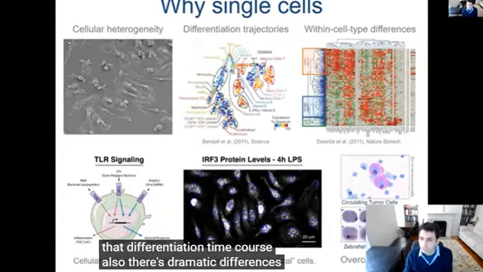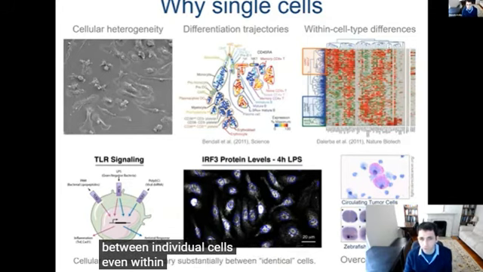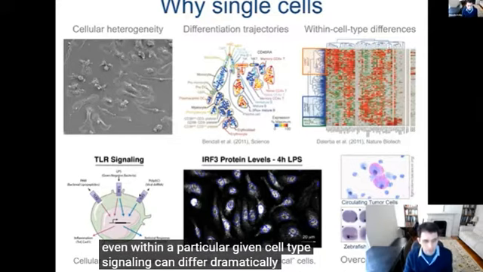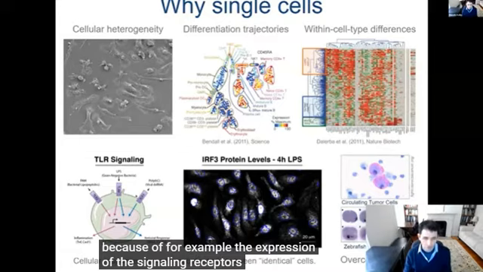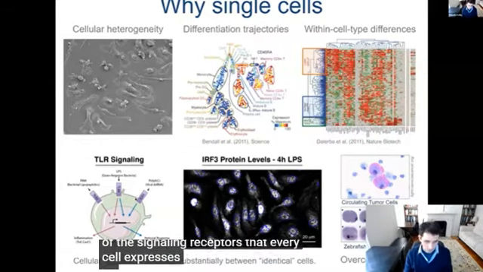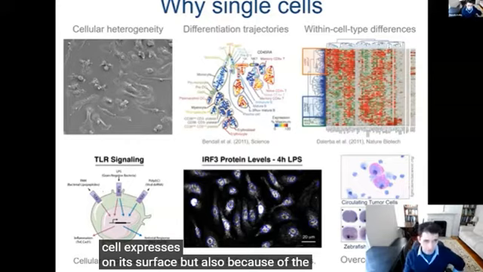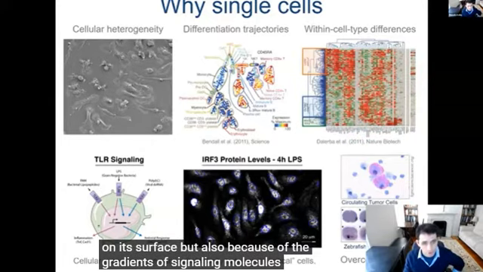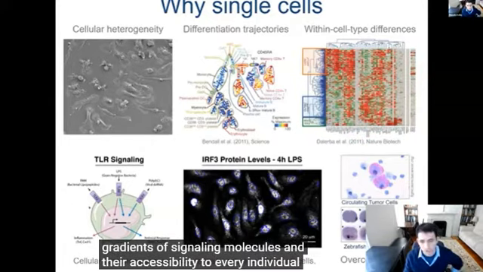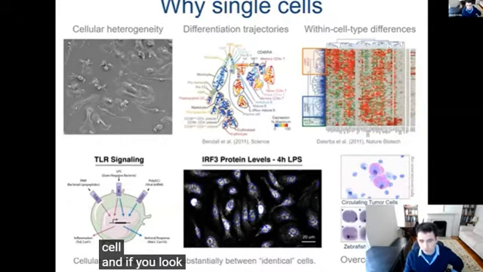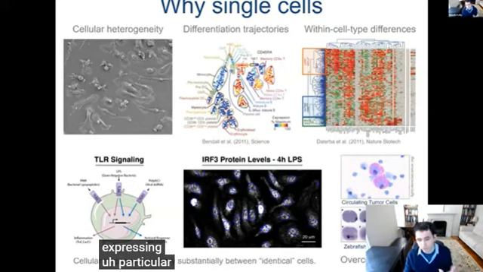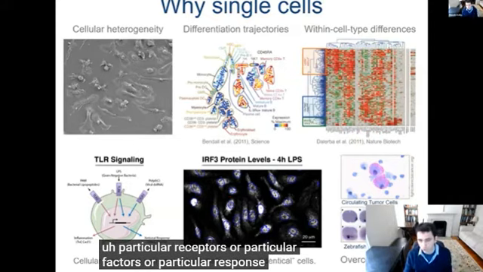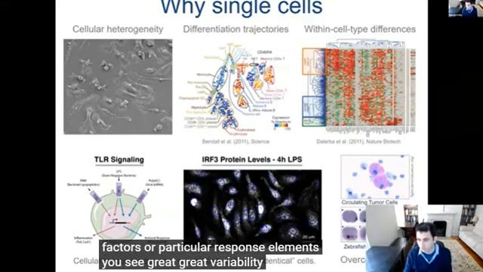Also, there are dramatic differences between individual cells, even within a given cell type. Signaling can differ dramatically because of, for example, the expression of the signaling receptors that every cell expresses on its surface, but also because of the gradients of signaling molecules and their accessibility to every individual cell. And if you look under the microscope at individual cells and how they're expressing particular receptors or factors or response elements, you see great variability.